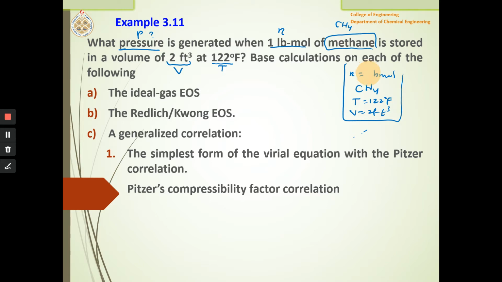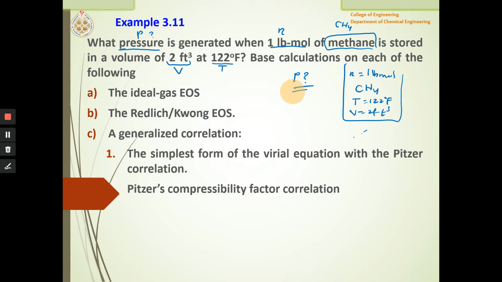Now, what they need in the question is basically to know the pressure in that tank or in this container. This is simply the idea. Of course, I don't know whether it's gas or liquid, but part A gives me a hint. It says using the ideal gas equation of state.